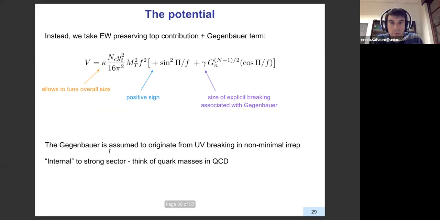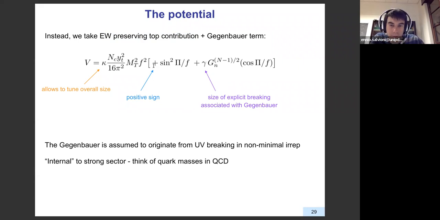And what we will try to do is the following. So instead of an electroweak breaking top contribution, we will take an electroweak preserving top contribution, which means this sign will be positive here. This may not be very familiar, but it's actually a reasonable possibility. There is no theorem saying that the sign of the top potential has to be negative. We typically want it to be so because we want electroweak breaking to come from there.